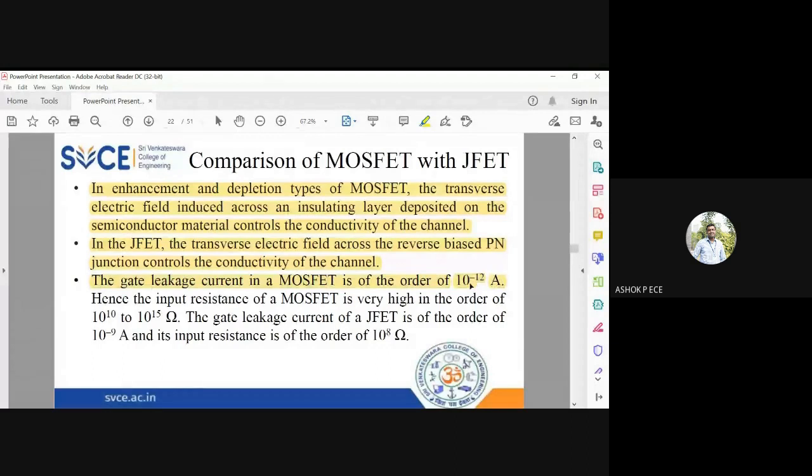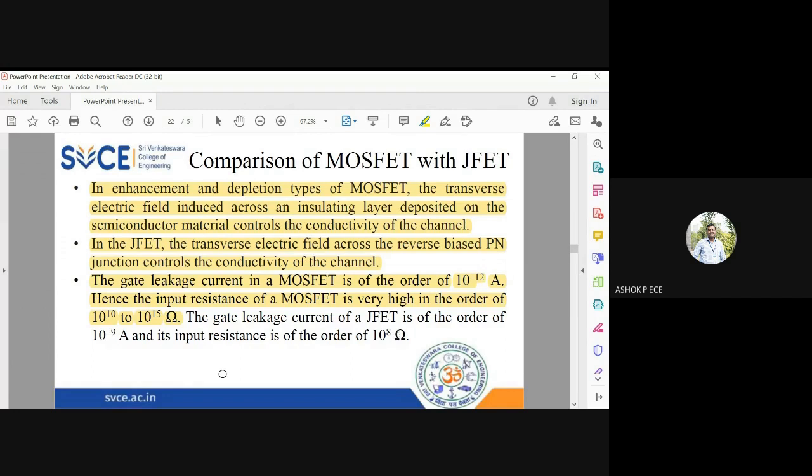It is in the order of picoamperes. Pico is 10 power minus 12. So the input resistance will be very, very high. When the current is very, very small, the resistance is very high. So with a current of the order of 10 power minus 12 amperes, the current is almost zero, and the input impedance will be almost infinity, but we cannot measure infinity, right?